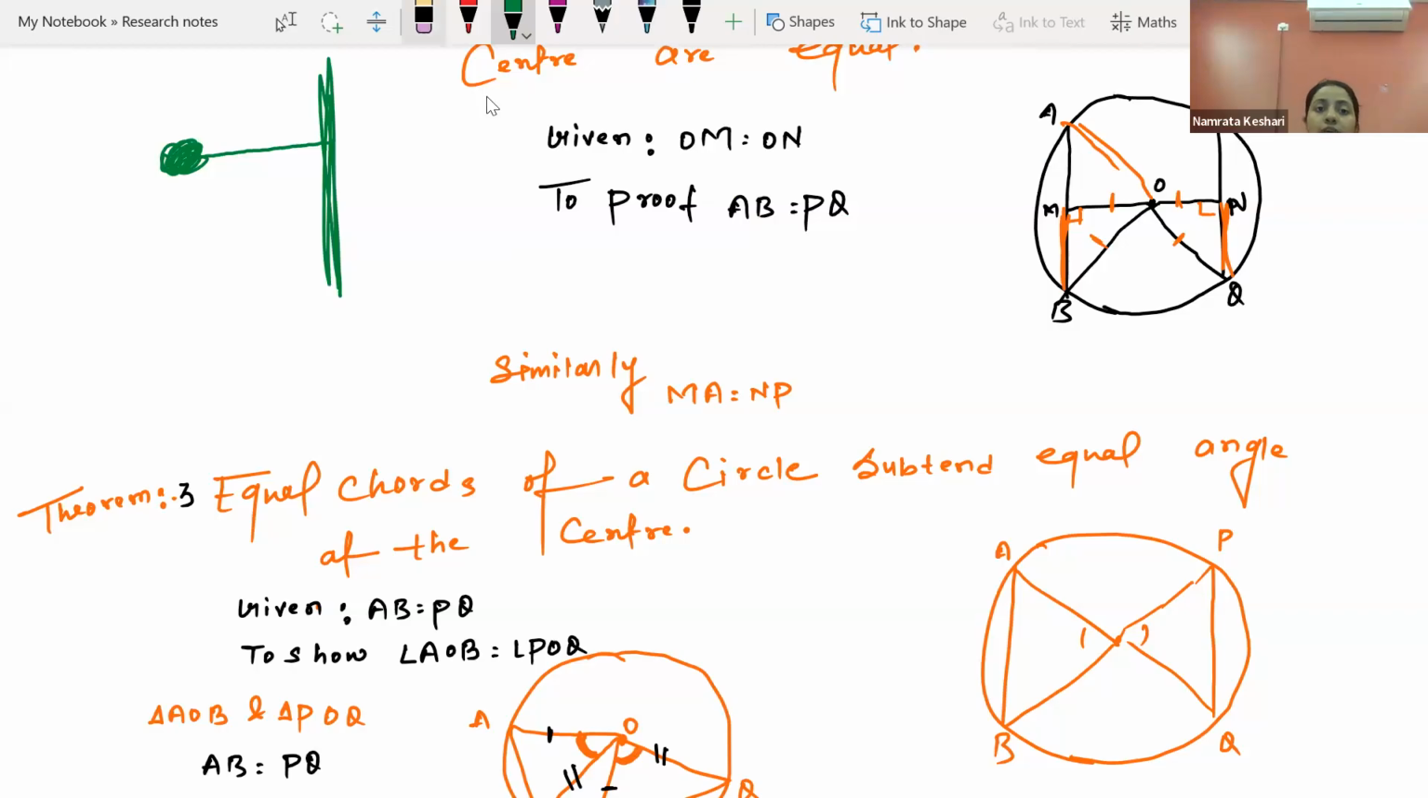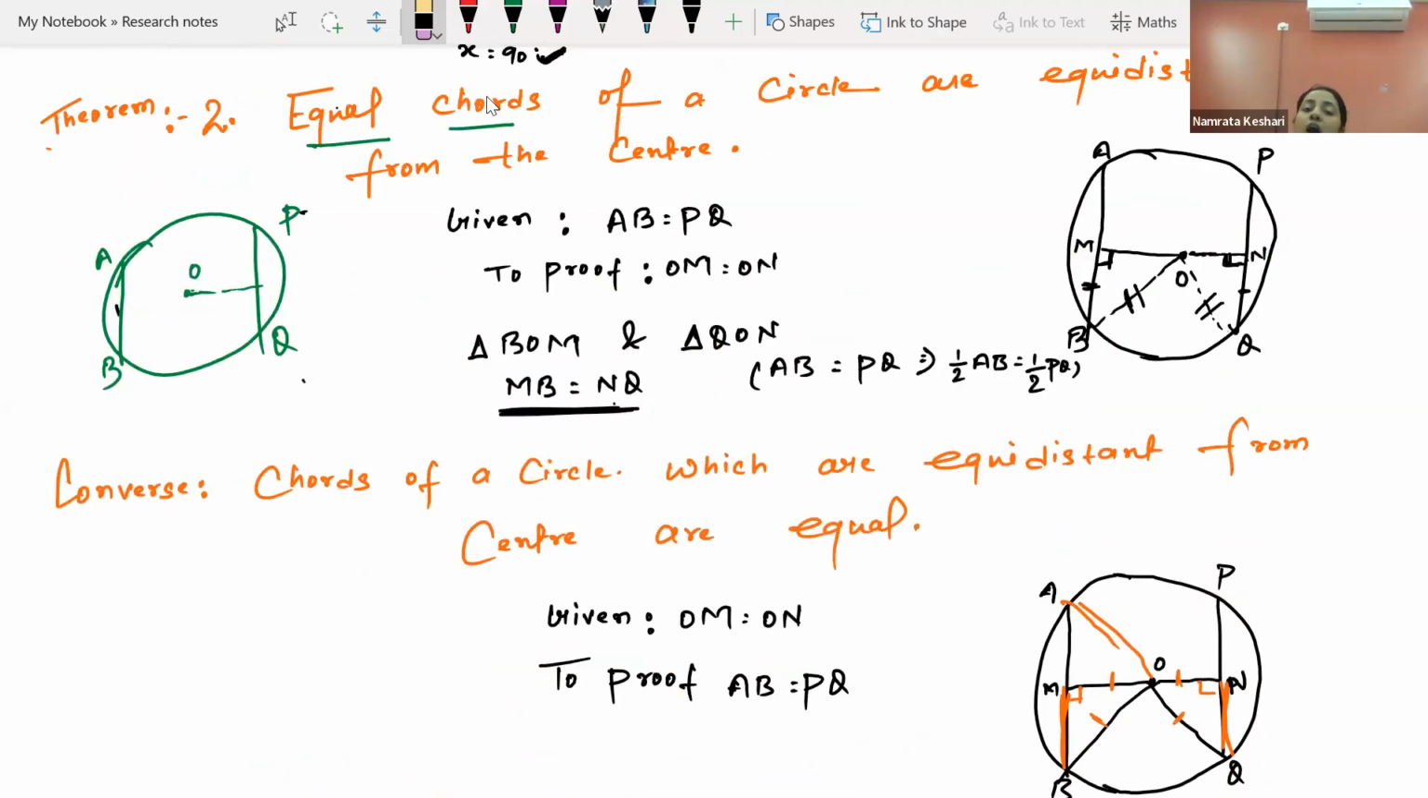Yes, sir. Okay, whenever we are talking about the distance of a point from a line, we must be thinking about a perpendicular distance, because that is the shortest distance. So here these two chords are maintaining the same distance from the center of the circle. That means this distance ON, the perpendicular distance, and this distance OM, these two are the same. If this is 5 centimeter, this is also 5 centimeter. That's the meaning of that.